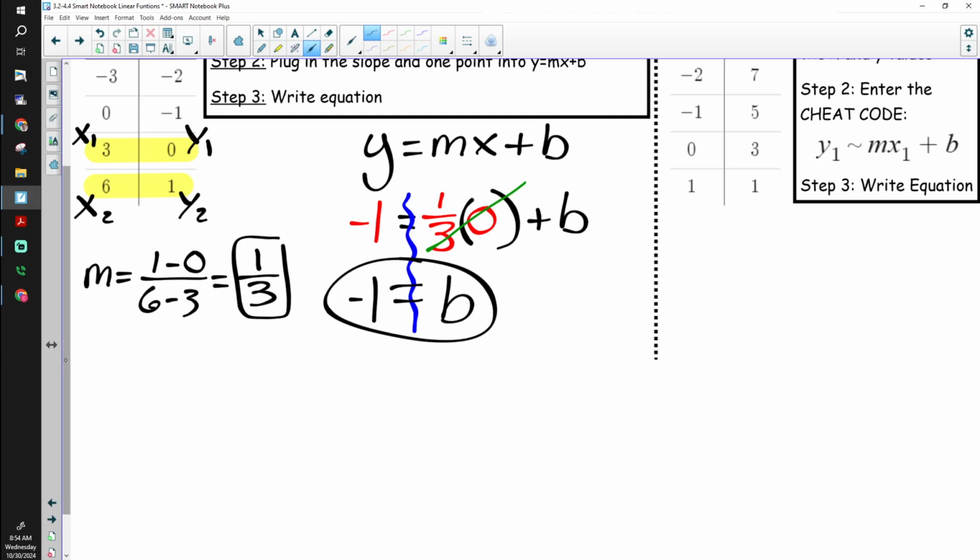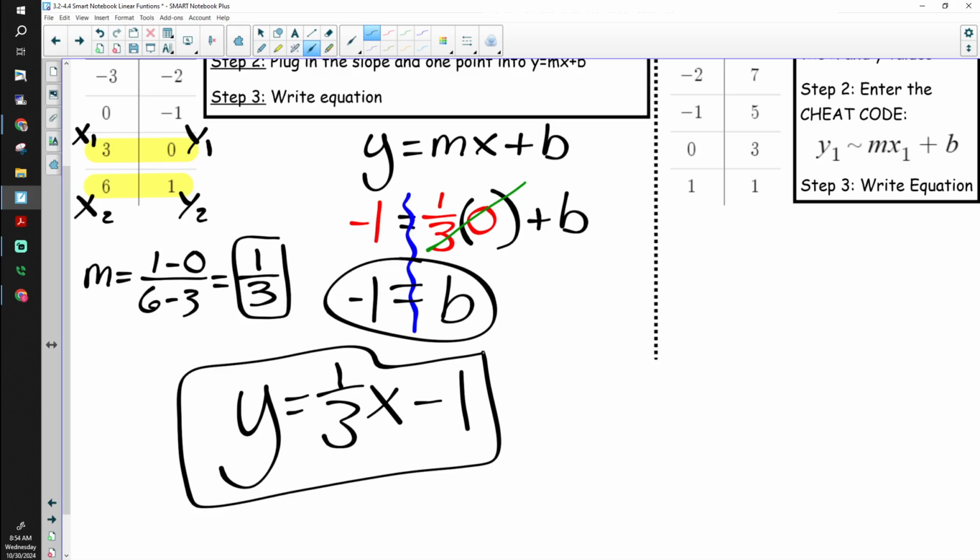My equation would be y equals, what's next? Y equals 1/3 x plus -1, or just -1. Both are good. Done. That's old school. That's how I did it. I didn't have no Desmos. Okay?